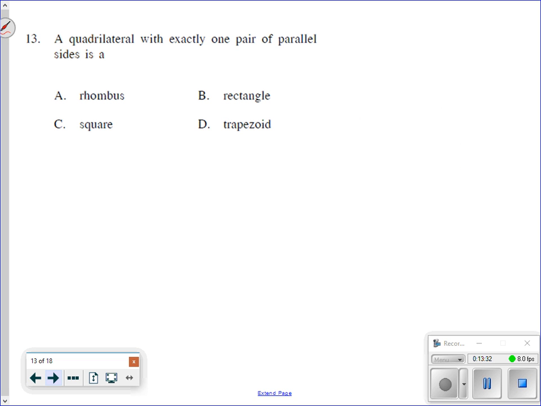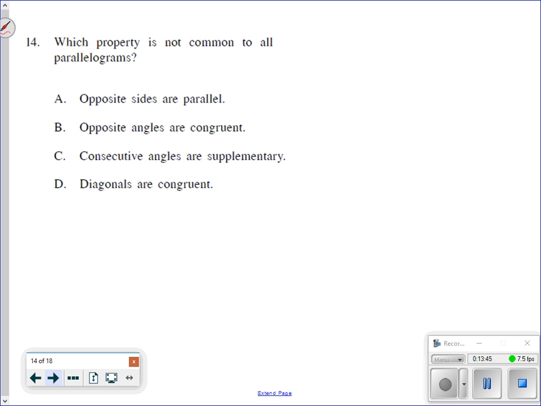A quadrilateral with exactly one pair of parallel sides. Well, once you hit parallelogram, you get 2 sets. The only one before that with 1 set is going to be a trapezoid. Which property is not common to all parallelograms? Meaning, they're looking for a property that is more specific. Maybe it belongs to a rectangle, maybe it belongs to a rhombus. If it's common to all parallelograms, that means a parallelogram itself has to have it.